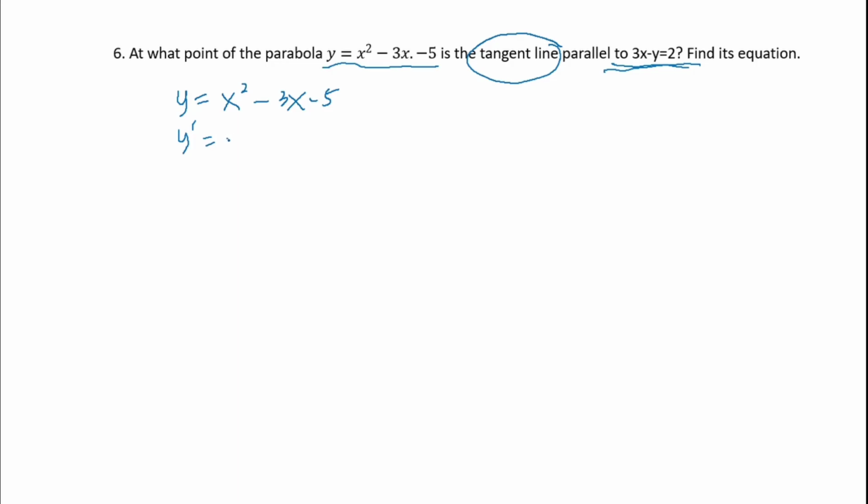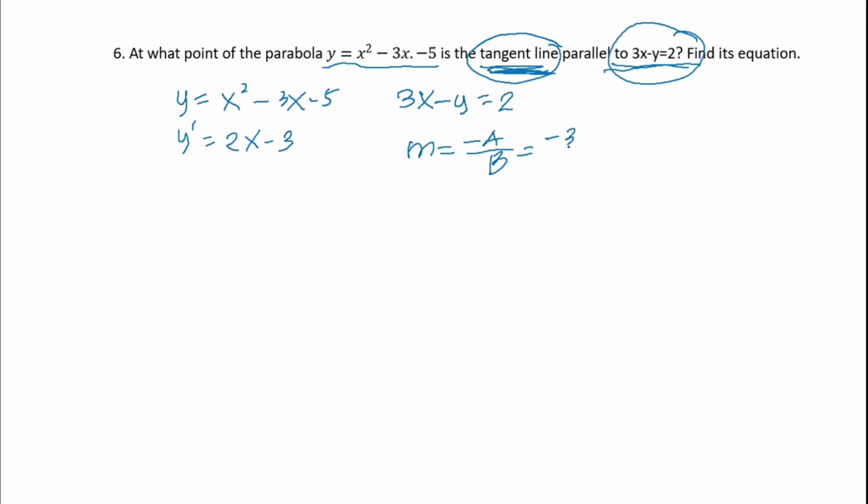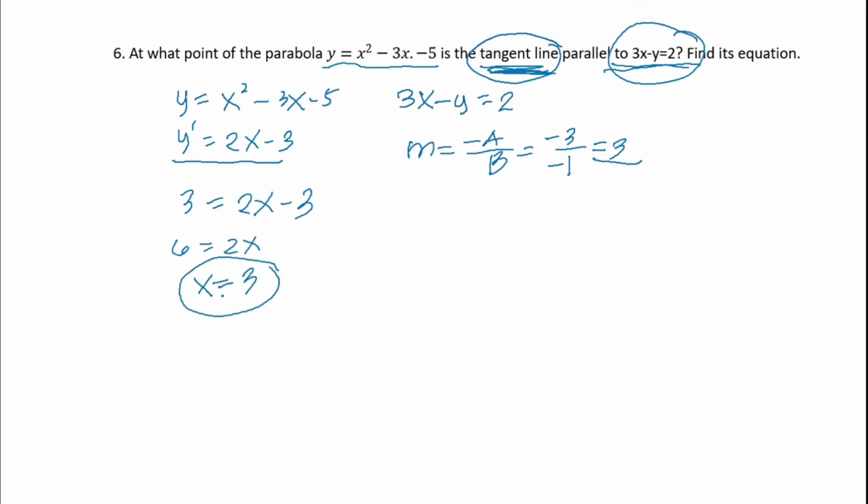So y prime is equal to 2x minus 3. Since the slope of this tangent line is parallel to this part, therefore we have 3x minus y is equal to 2. So to get the slope of this one, negative a over b, so we have negative 3 over negative 1, that is 3. So since equal slope, we have to equate 3 is equal to 2x minus 3. So 6 is equal to 2x, so x is equal to 3. So this is the first point.